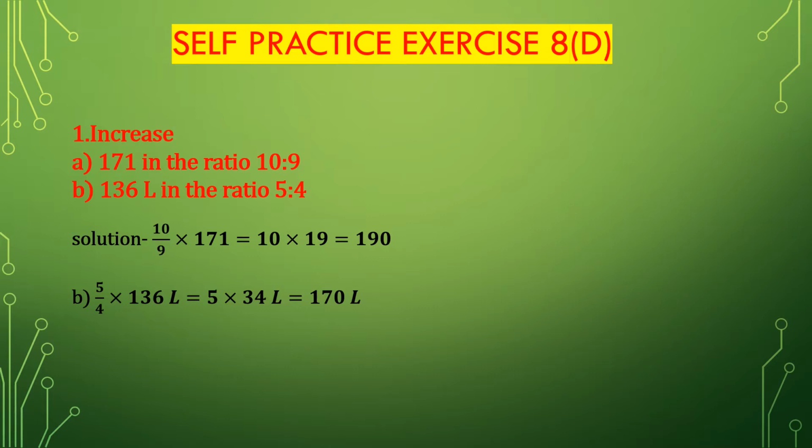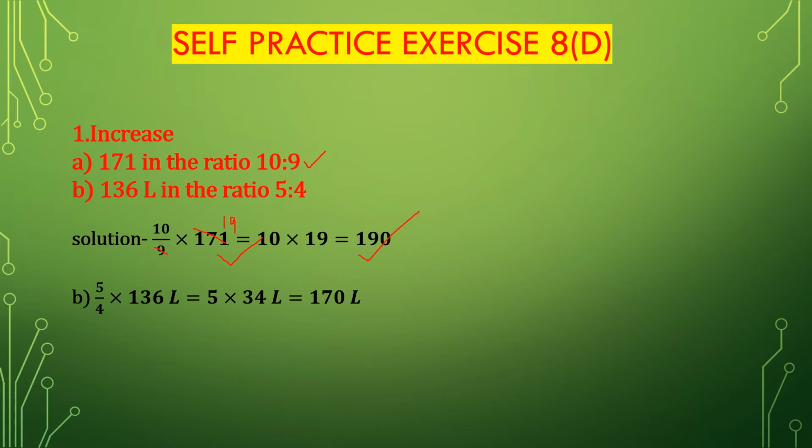Now we solve question number 1. Question number 1 is increase 171 in the ratio 10 is to 9. That is 10 divided by 9 multiplied with 171. Cancelling 9 with 171, that is 19. 19 multiplied by 9 is 171. So we get 10 multiplied with 19, that is 190.